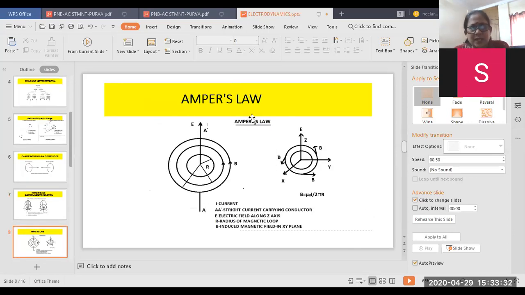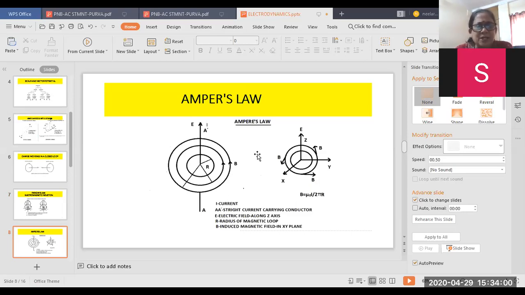Now you see I am coming to Ampere's law. What does Ampere's law mean? It's a dynamic charge. How is it moving? It is moving along a vertical line. This is a straight current carrying conductor, so electric current is flowing. What is its effect? It is producing a magnetic field. So it is exactly different from Faraday's law. In Faraday's law, what do we require?